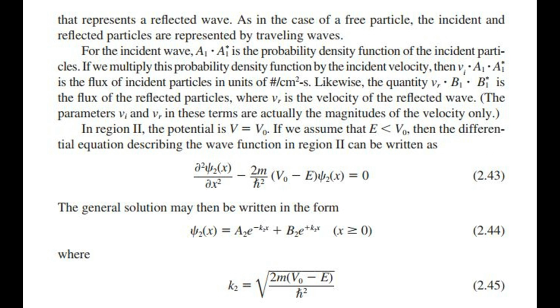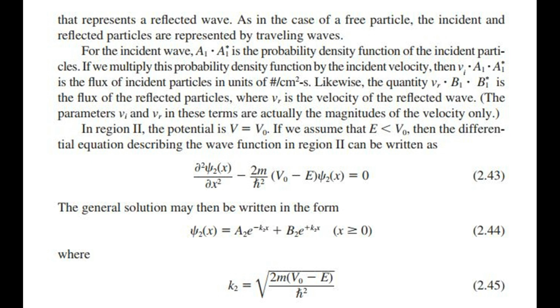If we multiply this probability density function by the incident velocity, then A1 is the flux of incident particles in units of number/centimeter²-s. Likewise, the quantity Vr B1 is the flux of the reflected particles, where Vr is the velocity of the reflected wave. The parameters Vi and Vr in these terms are actually the magnitudes of the velocity only.